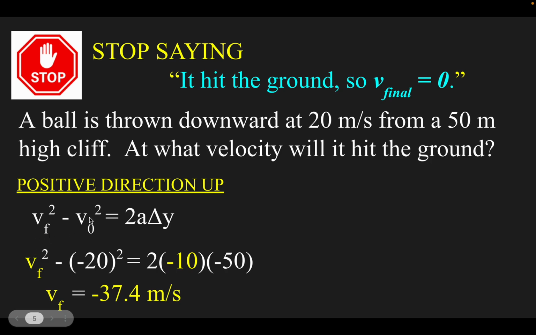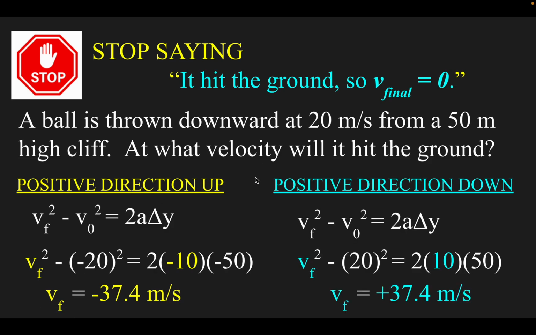Your initial velocity is going to be negative 20, because if we chose positive up and you threw it downward, the initial velocity is negative 20. And your acceleration is going to be negative 10, or negative g. Then you could solve this, and you'd get one of those situations where v final is plus or minus a number, and you'll choose the minus because you know that right at the impact it's going downward, in your negative direction.